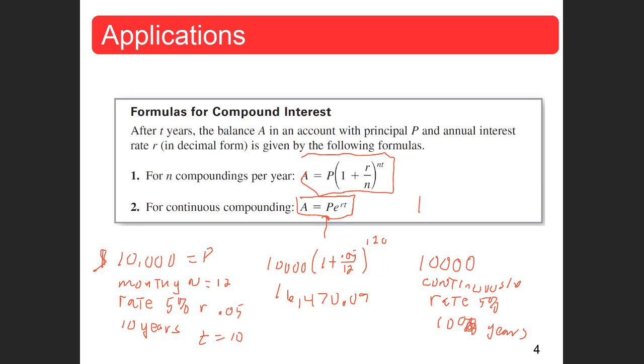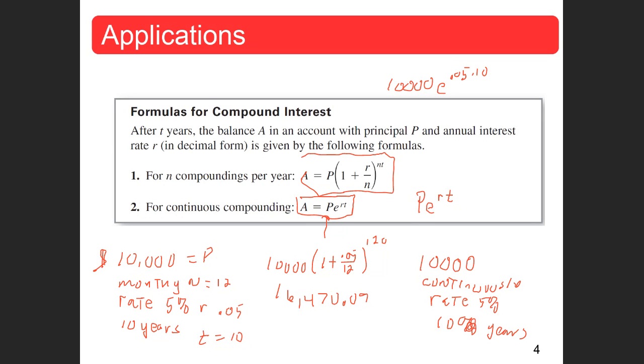All right. Now, if I was going to use the same thing, but it's continuously compounded, I'd use this PERT formula. So this is going to be P, E, R, T. Now, E is like 2.71. Your calculator should have an E button. So if I did this problem, it would be 10,000 E to the RT, so that's 0.05 times 10.